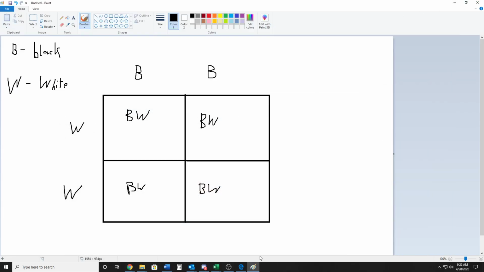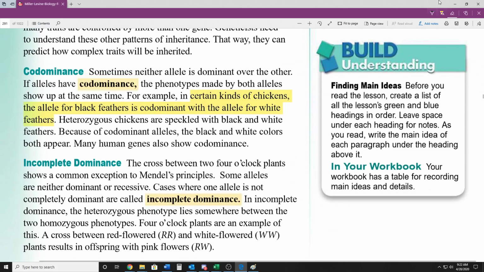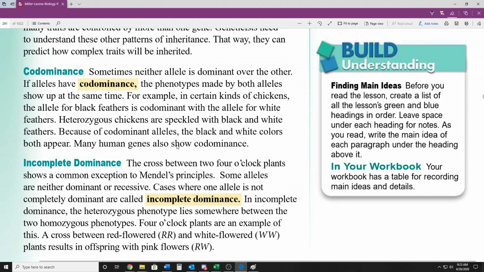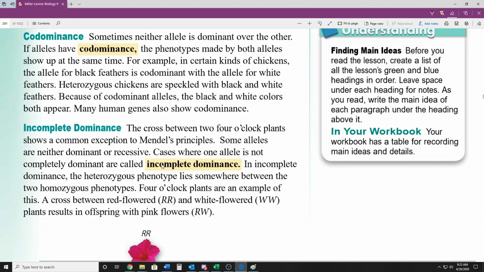Okay, let's move on to the next one. Most people, when we're doing this unit, get really confused between codominance and incomplete dominance, and I'd like to make sure that we're familiar and comfortable in distinguishing between the two. So there are some instances in which a dominant allele is not completely dominant, meaning it doesn't completely 100% prevent another allele from being expressed.